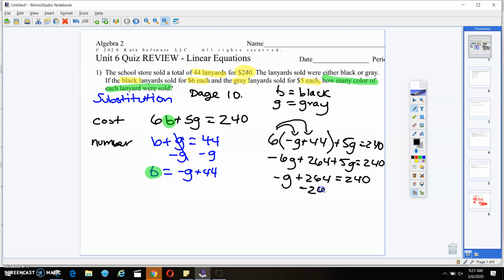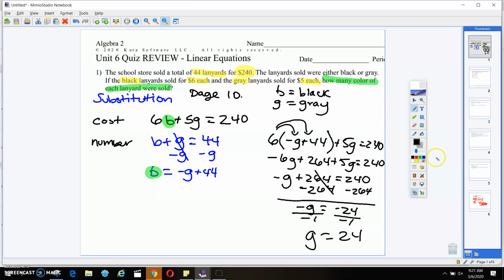We're going to subtract 264 from both sides. Sorry, that's so low. So negative G equals negative 24. Well, we can't have negative G, right? So we got to divide by negative 1 on both sides. And that's going to give me G equals 24. So how many gray do we have? 24. Okay, so we now need to figure out how many black we've got, right?